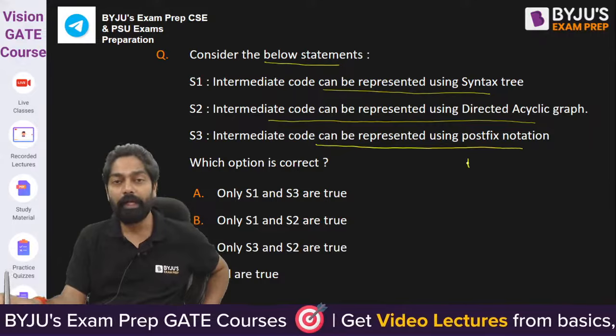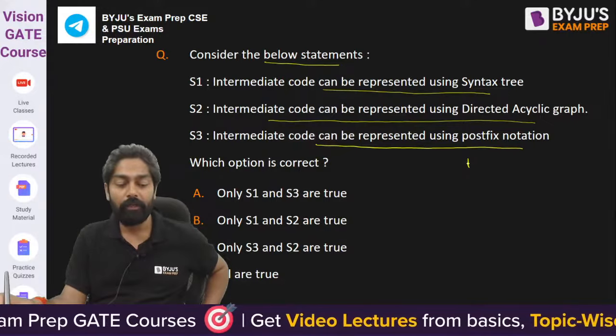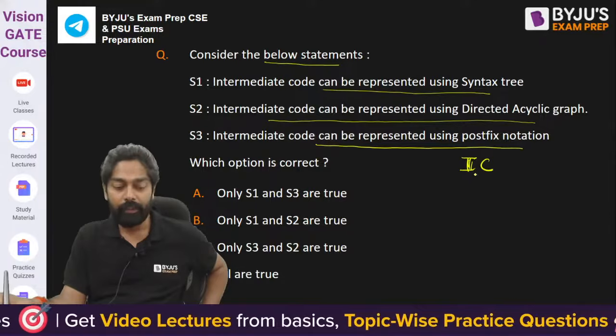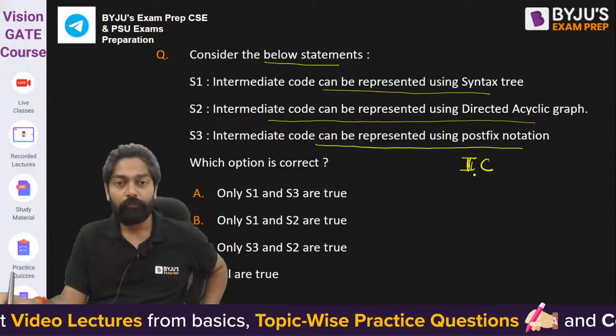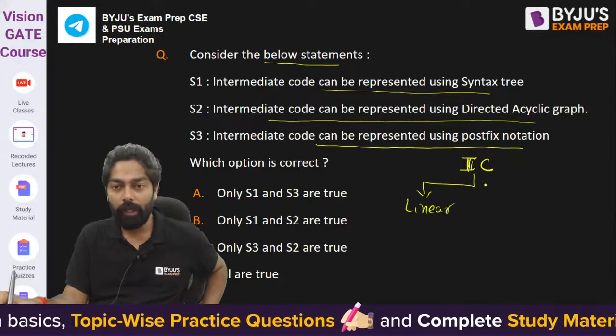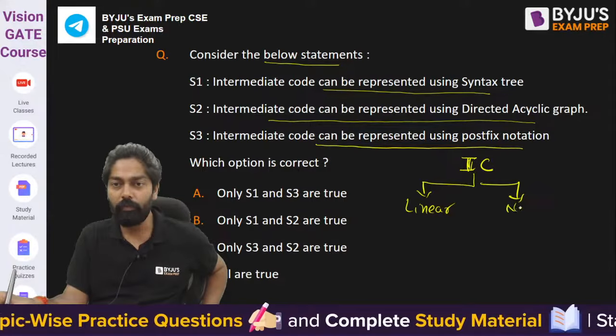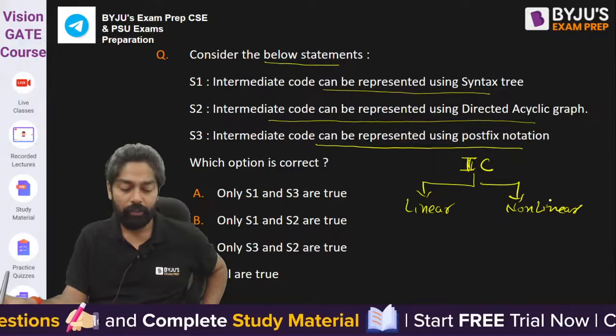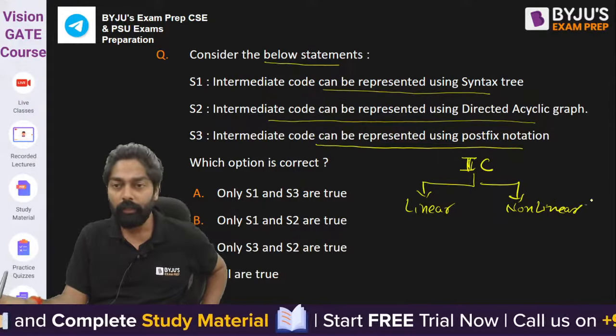Intermediate code representation. I think everyone knows. There is nothing but a linear form and a non-linear form. See the notes only. All things are there. I'm not telling everything here. So, linear form and non-linear form.